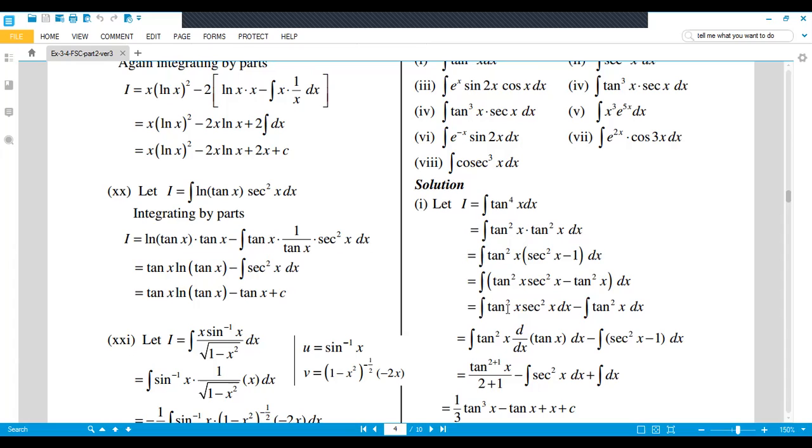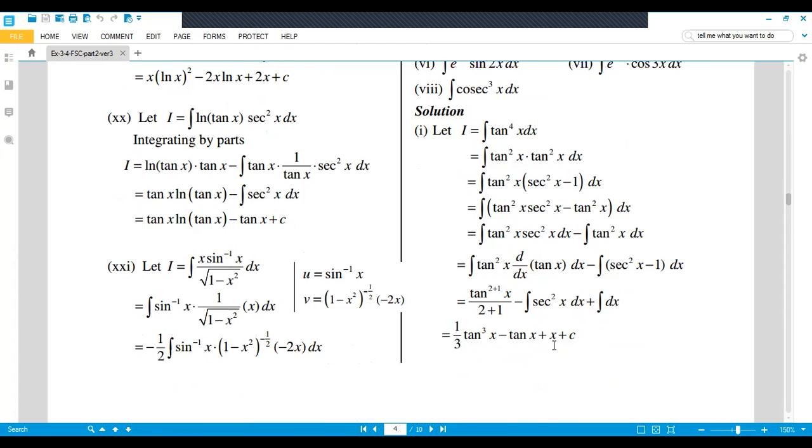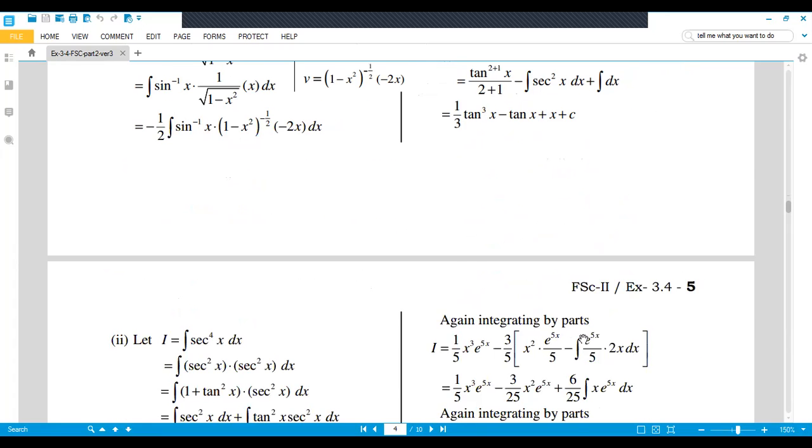Look, the derivative of tan x is sec^2 x. So the power is increased by 1, 2 plus 1, and we divide by the same power. And tan^2 x we write as sec^2 x minus 1, so the integral of sec^2 x is tan x, and the integral of 1 is x plus c. So this is the required answer of the first part.